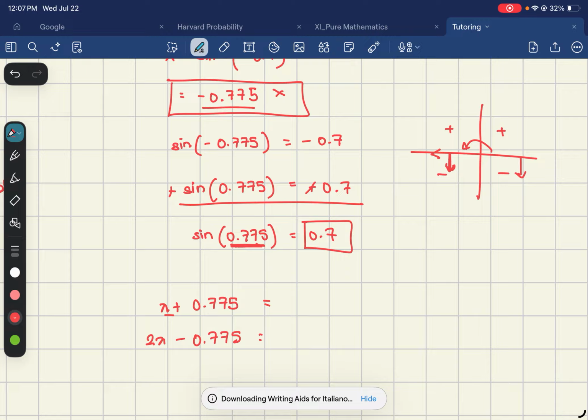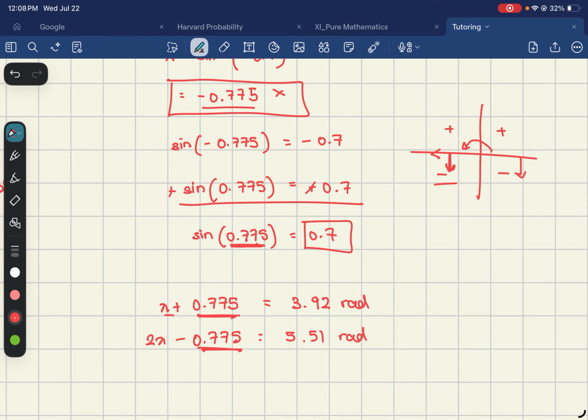So pi plus this angle gives me 3.92 radians. That is one solution in the third quadrant. And the fourth quadrant solution is going to be 2 pi minus the whole expression, 0.7753974966, and it's going to be 5.51 radians, to 3 significant figures.